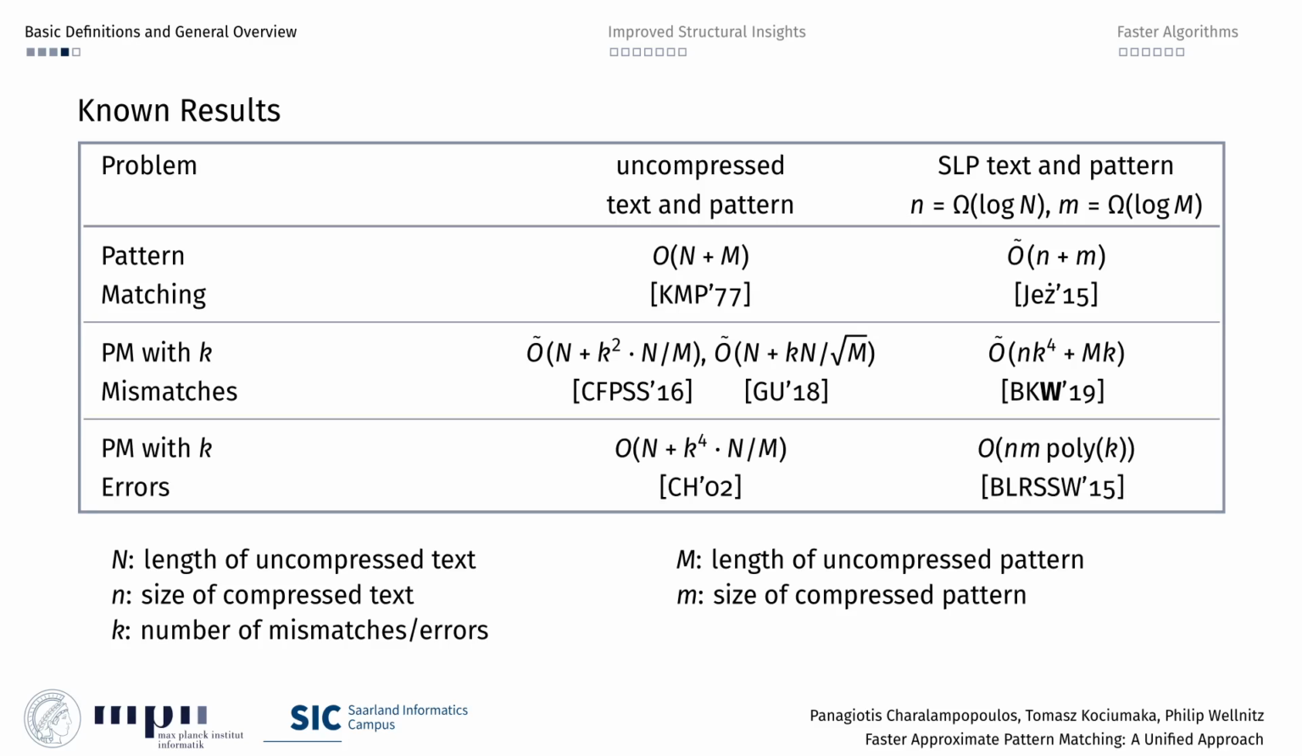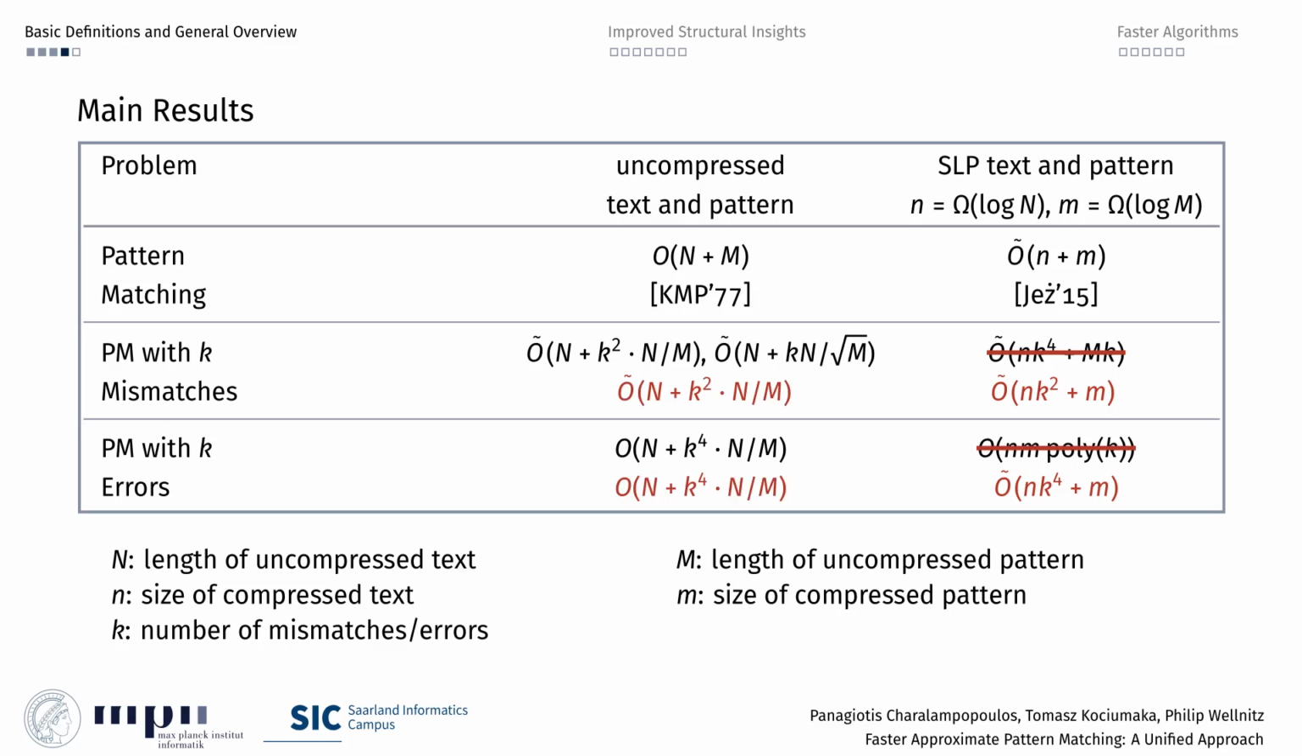For pattern matching with errors, the situation is even worse. The best algorithm so far ran in time quadratic in the compressed sizes with some extra dependency on k. Finally, in this work, we managed to improve upon both of these running times and give the first algorithms that run in roughly linear time in the compressed sizes of T and P. Even more, our approach also yields alternative algorithms for the uncompressed setting, which are not slower than some of the fastest known algorithms for that setting.